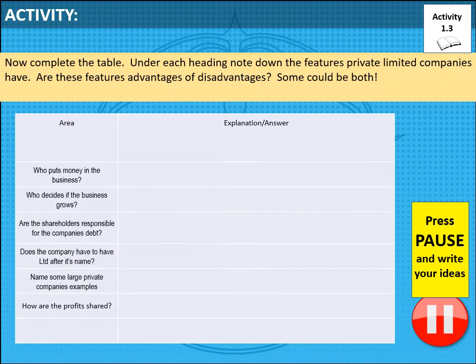So I'd like you to complete the table below and think about the features a private limited company has. Are these features advantages or disadvantages? I want you to think about that. Some could be both. So who puts money into the business? Who decides if the business grows? Are the shareholders responsible for the company's debt? Does the company have to have limited after its name? Are the profits shared? So I want you to think about that. Press pause, have a look at your notes from before on the PowerPoint or on your workbook and see if you can do that. Thank you.